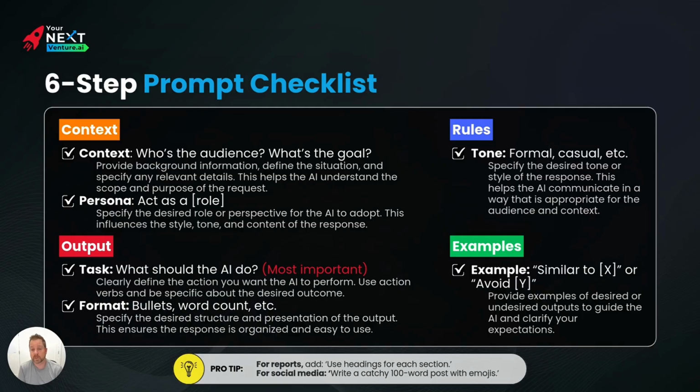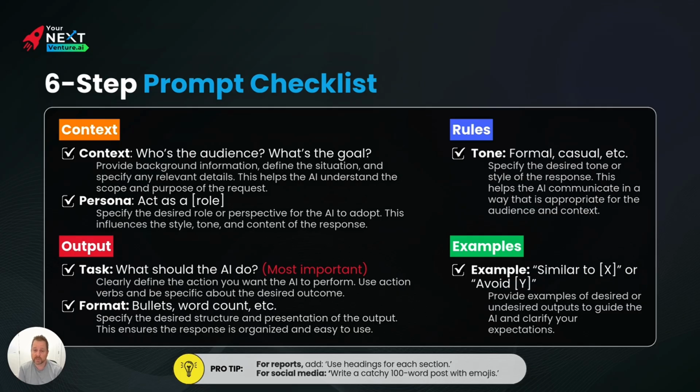Next, persona. Assign a role that helps. Saying act as a doctor or write like a marketing expert tailors the tone and depth of the response. Next, output. This is where you define exactly what you want the AI to do. Use strong action verbs in this specific situation. So summarize, list, compare. Vagueness leads to vague answers. Instead of write about AI, say generate a list of 5 real world AI applications in healthcare.